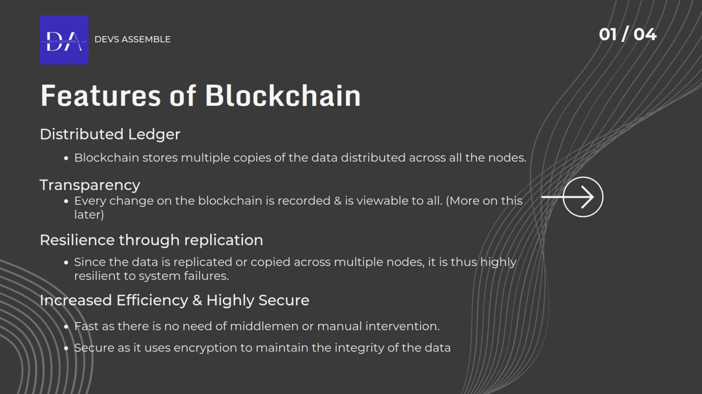Blockchain processing is very fast as there is no need for a middleman or manual intervention. It is secure as it uses encryption to maintain the integrity of the data. Blockchain facilitates faster transactions by allowing P2P, which is also known as peer to peer or person to person, cross border transfers.